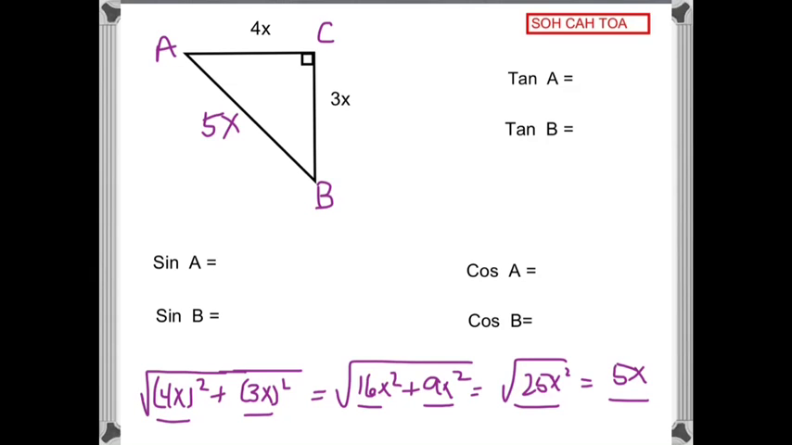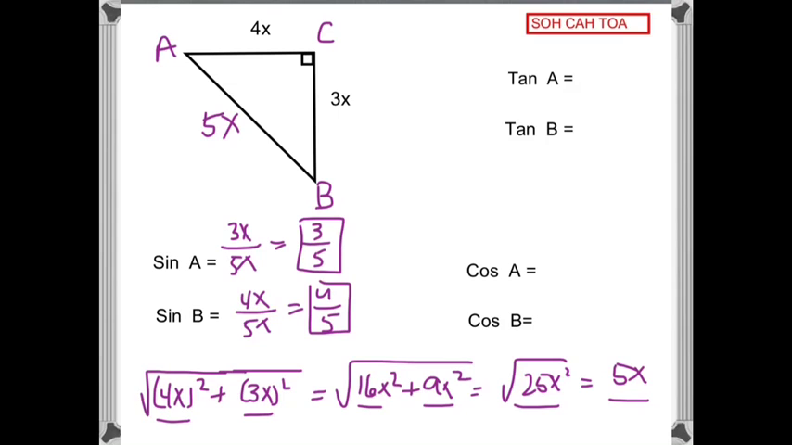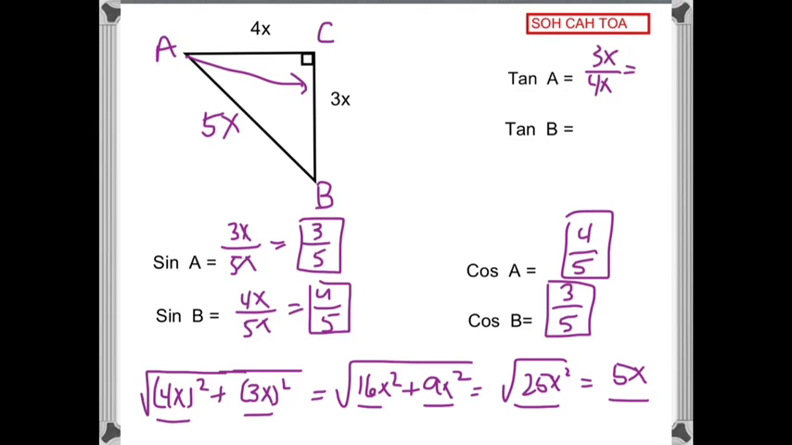So to get the sine of A, I have to look at the opposite, which is 3x over the hypotenuse, which is 5x, and this just reduces to 3 over 5 because the x's cancel. The sine of B is 4x over the hypotenuse 5x, which is 4 over 5. Okay, and then we can fill in these. And the tan of A is going to be the opposite over adjacent, which just is 3 over 4. And the tan of B is the reciprocal of that. Okay, so it's pretty easy when you don't have any square roots and you don't have any radicals.